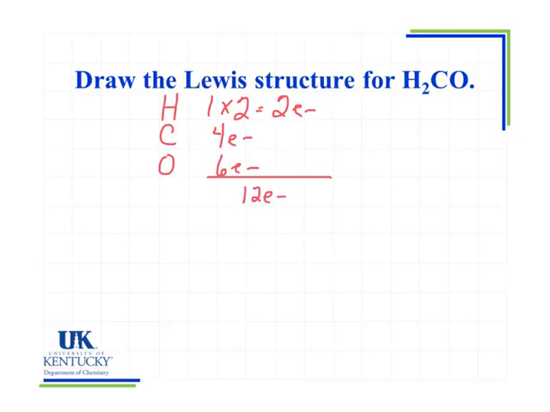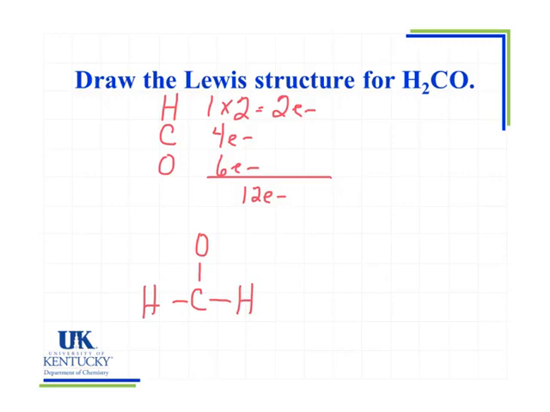Now I want to draw my skeletal structure, and I'm going to draw everything with single bonds. And then I'm going to take the remaining 6 electrons, because I've used 6 in my bonds, and place them first on the terminal atoms and then on the central atom. Notice that hydrogen only wants 2 electrons. It already has its 2 electrons from the bond that it forms with carbon.